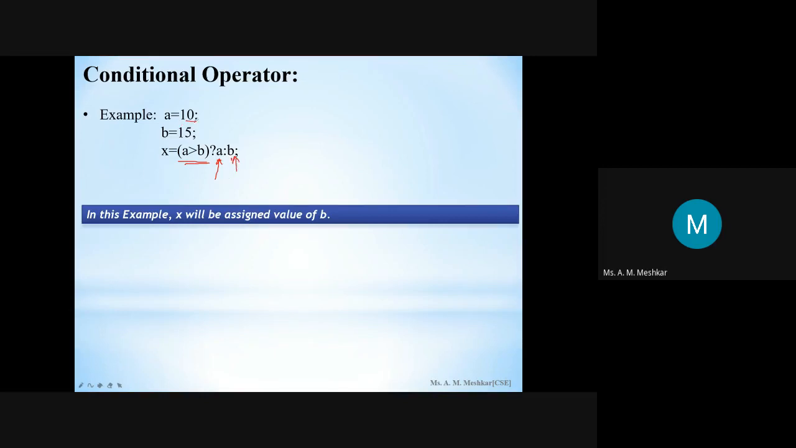Okay, so what is the case here? A is 10, B is 15. So what is the result of this condition? True or false? A greater than B.